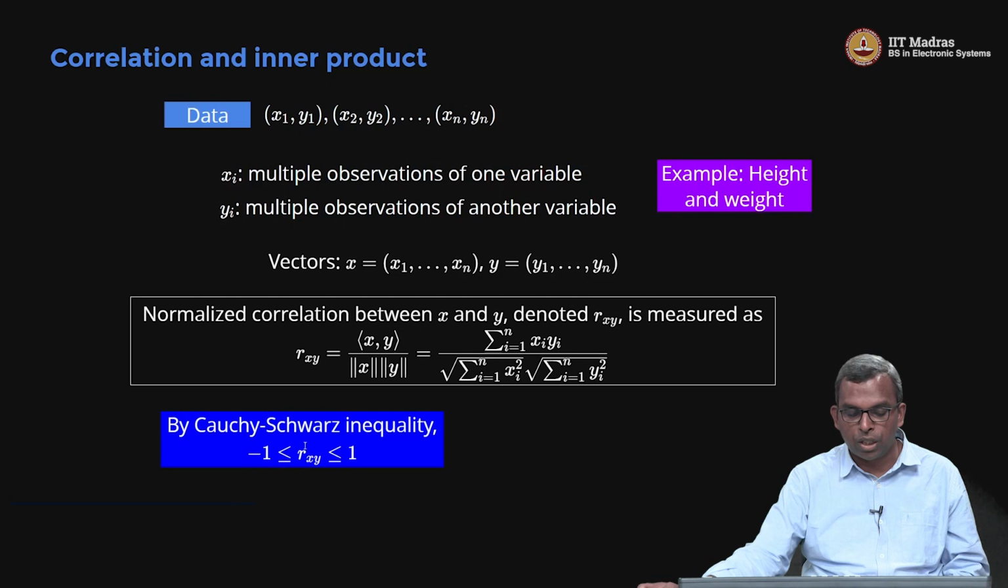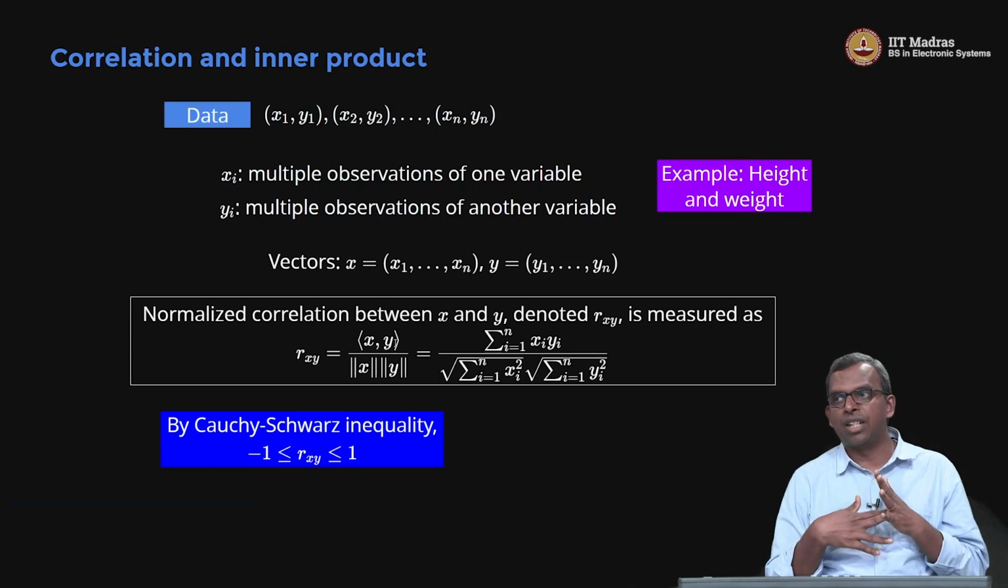What do I know from the Cauchy-Schwarz inequality? What does Cauchy-Schwarz tell me? The absolute value of inner product of x and y is less than or equal to norm x times norm y, right? That's what Cauchy-Schwarz is telling me. So by the Cauchy-Schwarz inequality, this rxy will lie between -1 and 1. The claim is, if rxy is close to 0, x and y are orthogonal, they are in orthogonal directions, so maybe they are not that related to each other.